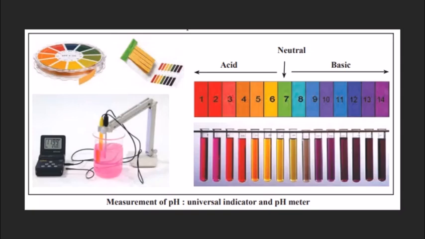Now, the most accurate method to measure the pH of a solution is to use an electrical instrument called a pH meter. In this method, the pH is measured by dipping the electrodes in the solution. In the picture you can see that two electrodes are dipped in the solution and the pH is given. So it is the most accurate method. We can also find the pH through pH papers or by using universal indicators.